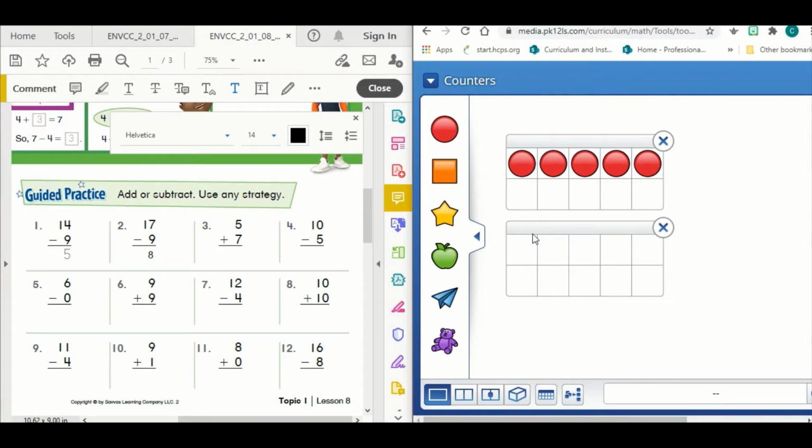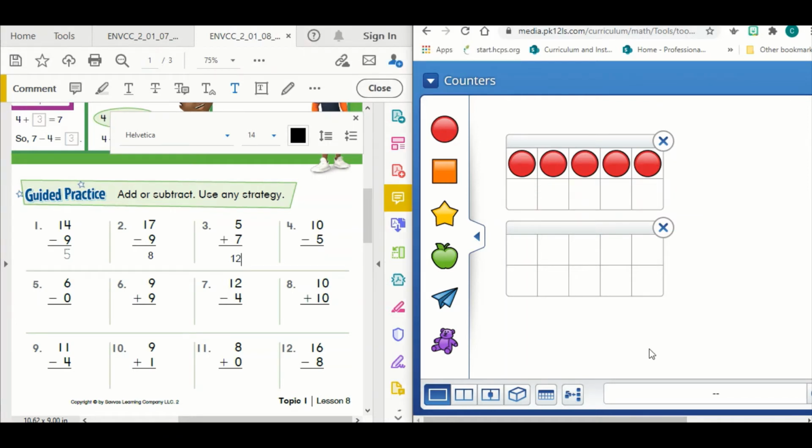This is number 3, and it says 5 plus 7. Now, normally when I'm adding, I'll start with the largest addend, but in this case, I'm not going to. The reason is that I know that 5 plus 5 equals 10. I don't want to add 5 plus 5, I want to add 5 plus 7. So I'm just going to add 2 more. So it's going to be 10 plus 2, and that's going to equal 12.